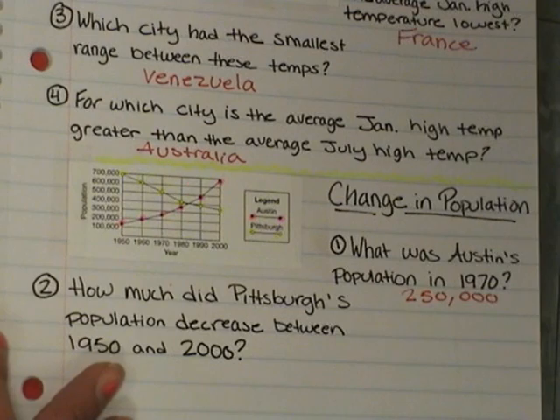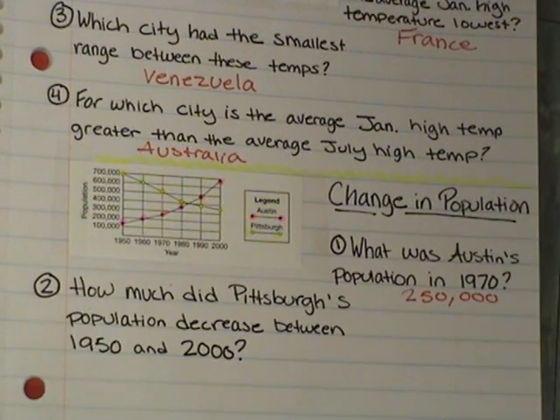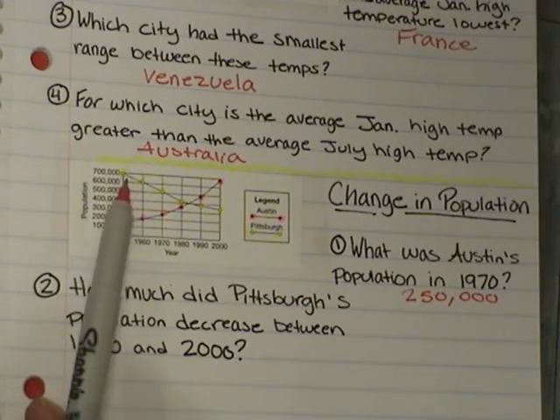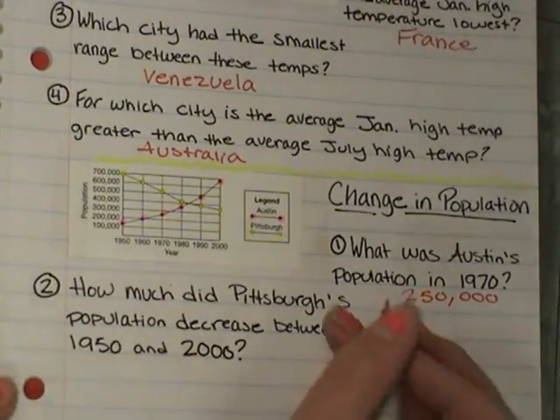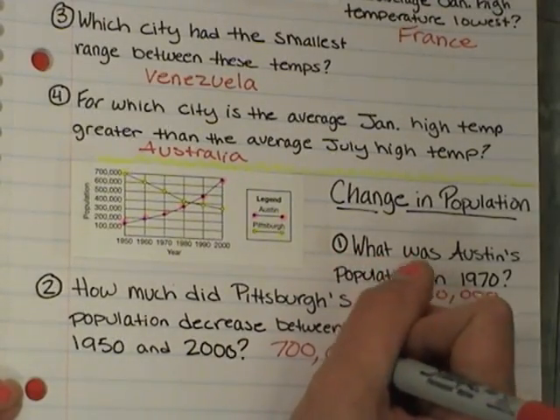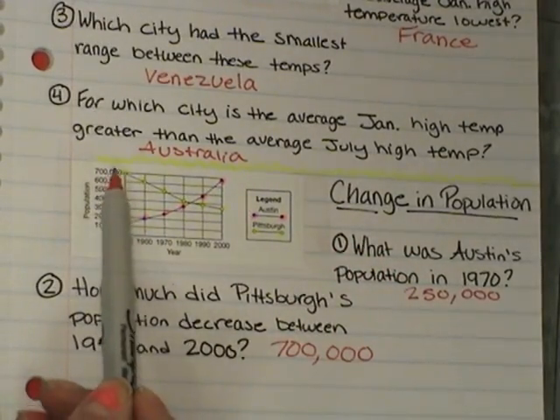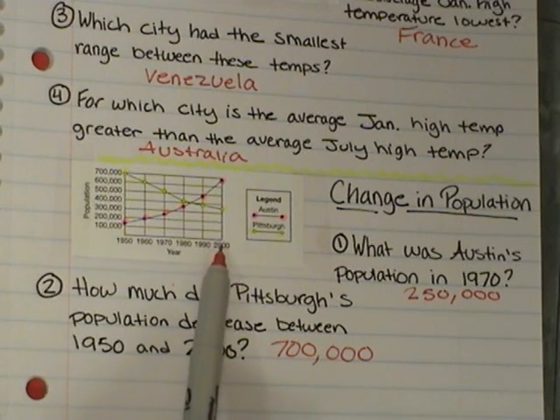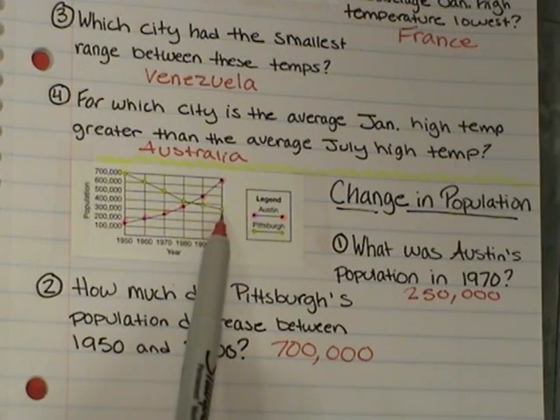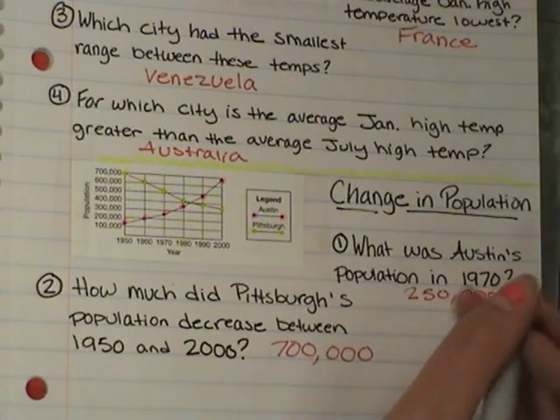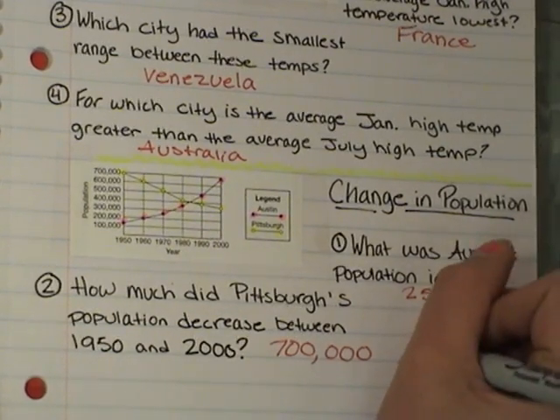All right, now we're going to do the next question. How much did Pittsburgh's population decrease, or go down, between 1950 and 2000? If you look at Pittsburgh, yellow, it started off in 1950 way up here. I would say about 700,000. It's a lot. But when we go down to the year 2000, it dropped down a lot. This one is between 300,000 and 400,000, so I would say about 350,000.